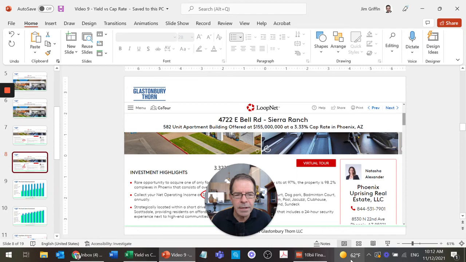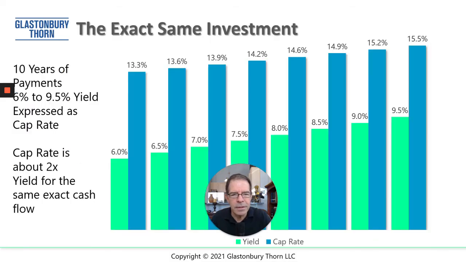Let's come back again to PowerPoint, and here we are. So here is 10 years of payments, again, that we calculated from 6% to 9.5% yield expressed as a cap rate. And you can see that that cap rate, if it was expressed as a cap rate, is about double what the yield number would be. Bear in mind, yield is more conservative. And of course, this is on 10 years of payments. As the note extends in years, they begin to approach.